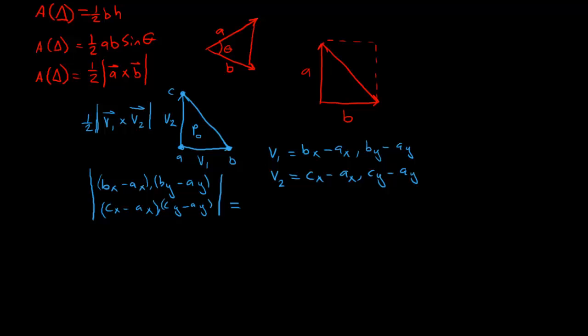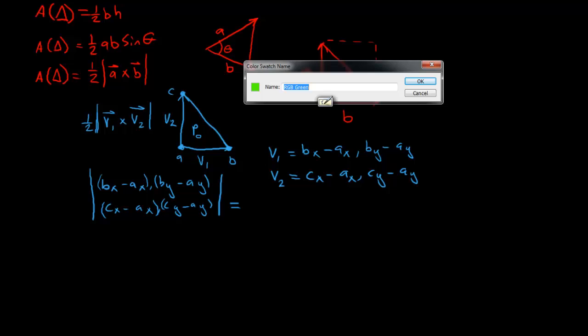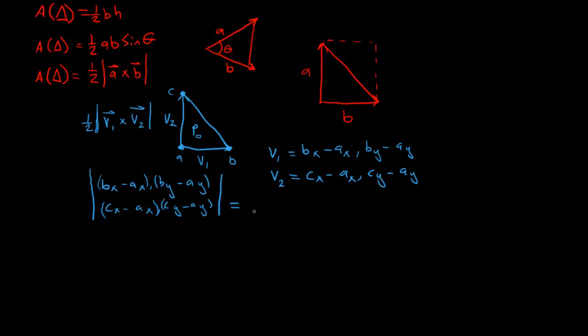Let's change the color here to spruce it up a bit, maybe a nice green. Oops. Nice green. So we'll take this and this, so this times this. Okay, so that's bx minus ax times cy minus ay, minus, and then we'll do this in a different color too. So this and this. So that'll be by minus ay times cx minus ax.